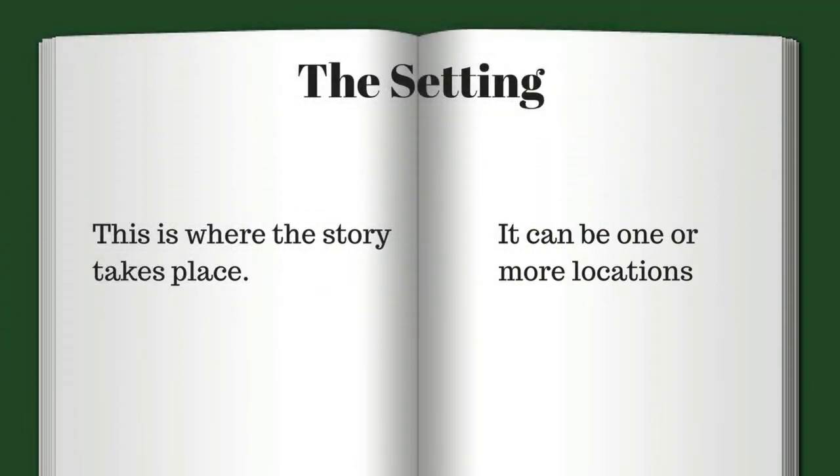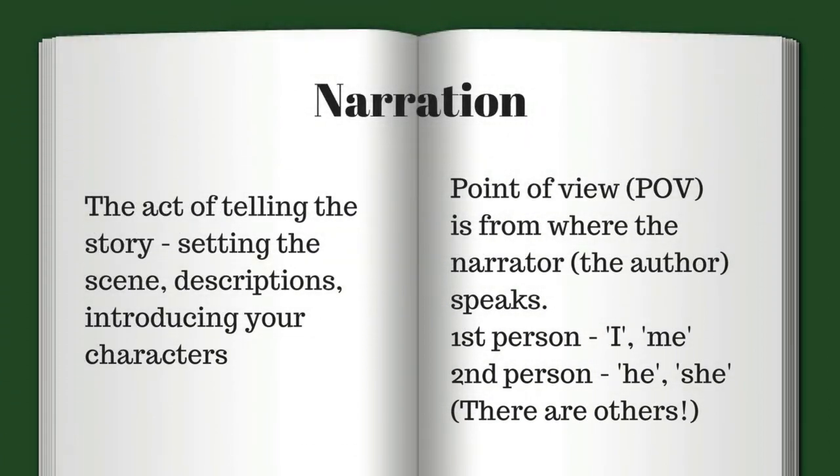The setting, or the settings, is where the novel and the action take place. Narration is the act of telling the story, and the narrator can either use the first person or the third person. That is to say, he can start telling the story from the point of view of I or me, or he can say he or she. There are other points of view possible, but these two are the main ones, and for a beginning writer, the most preferred.